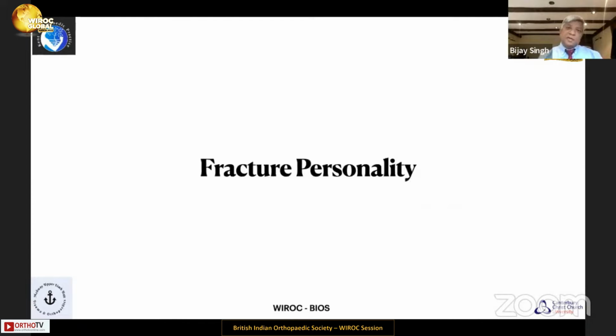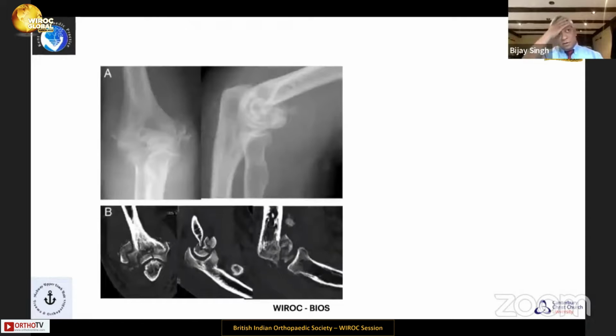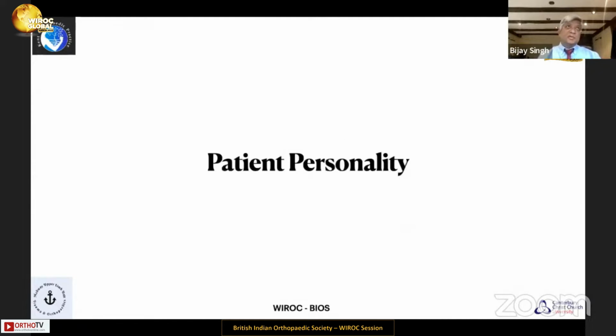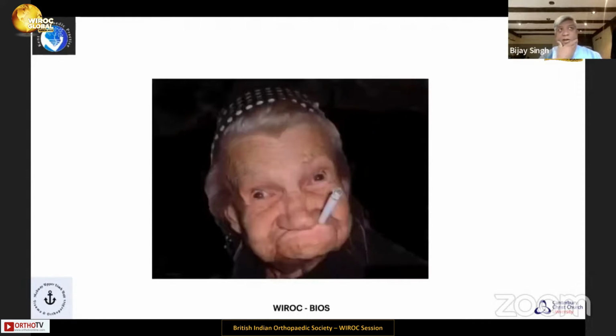So the outcomes, or the management, depend on 3 factors. First is the fracture personality. This is an example of an elderly patient, low demand, with a very low fracture, highly comminuted, and these can be dealt with humeral head replacement, which Rajesh is going to talk about in more detail. Patient personality: choosing the right patient for the right treatment is always great. If you've got an elderly smoker, unreliable, then you are in for trouble.